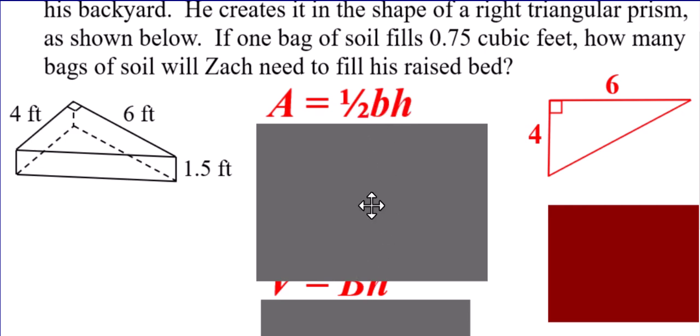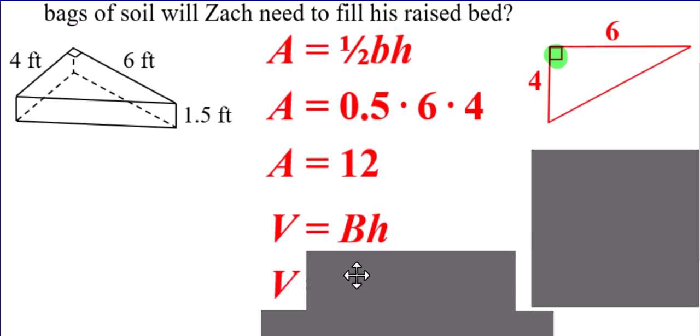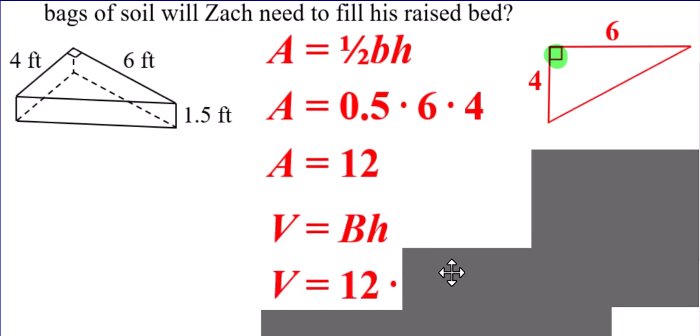The lowercase b and the lowercase h are the measurements that will touch at the right angle. So that is the 6 and the 4. 1/2 times 6 times 4 is going to give you an area of 12. We can now substitute that in for capital B. But please do not think that the height of the triangle is the same as the height of the prism. It's not. These H's are not the same H's.